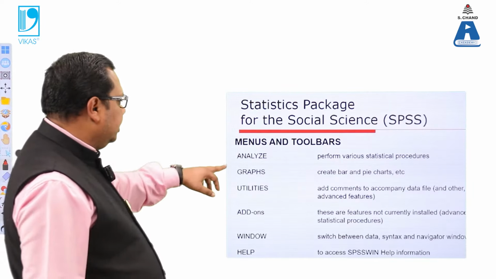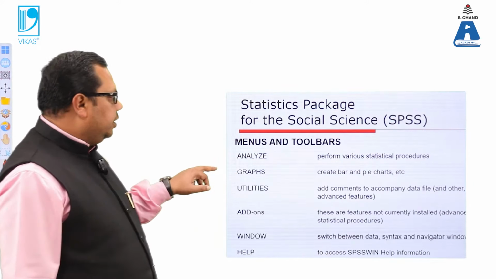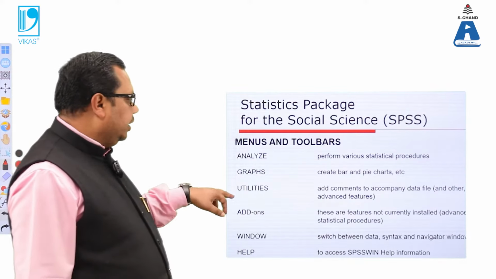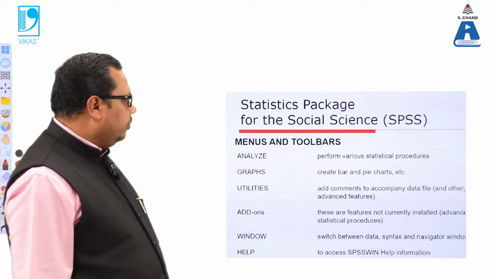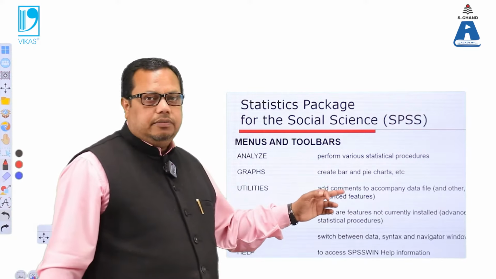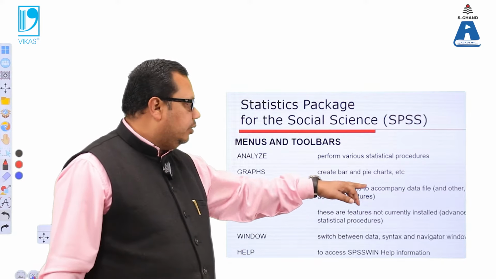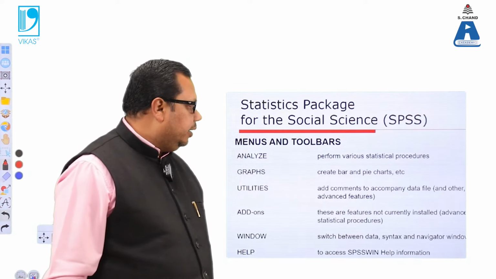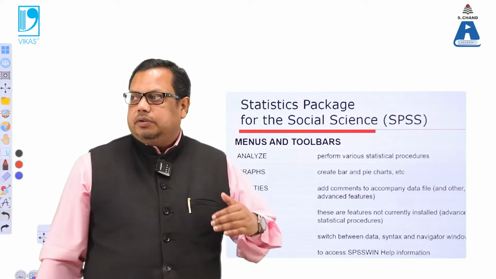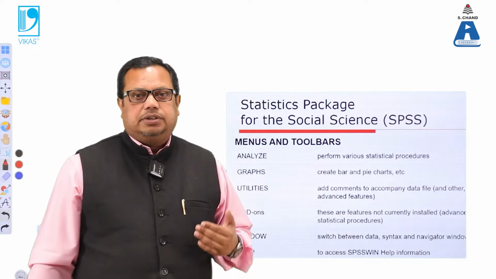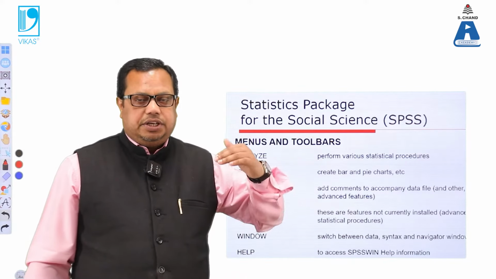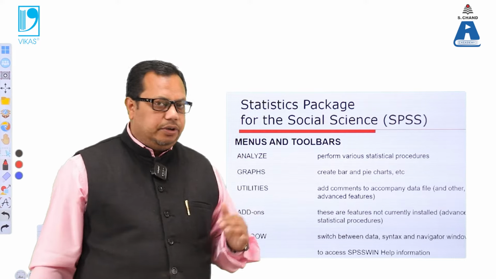This is the analysis, this is a graph. Graph means that we are creating a bar graph and a pie chart. Then we have utilities. In the utilities column, we have to add comments to support the file. In utilities, suppose we are calculating a mathematical operation, then we have to specify the changes, whatever changes we are doing.